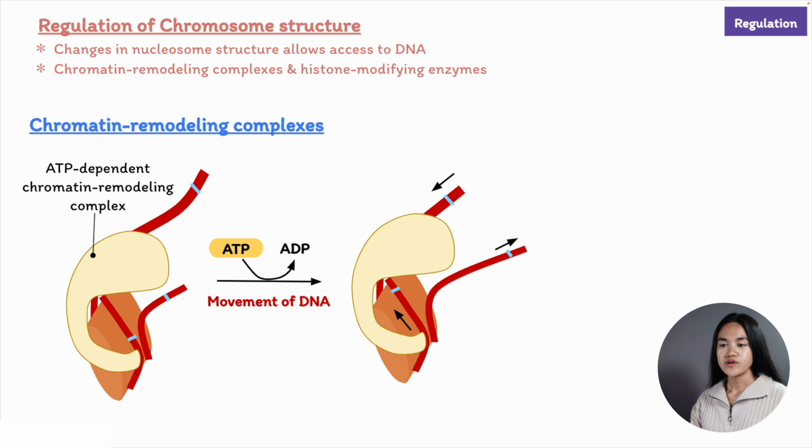Now, we won't go through histone modifying enzymes, but both histone modifying enzymes and chromatin remodeling complexes work together to condense and relax regions of chromatin, allowing local chromatin structure to alter rapidly according to the needs of the cell.